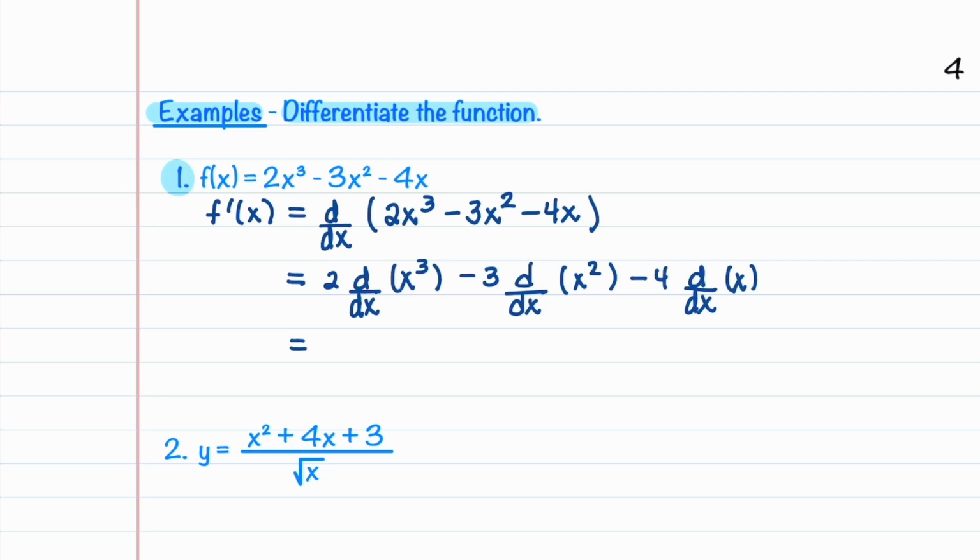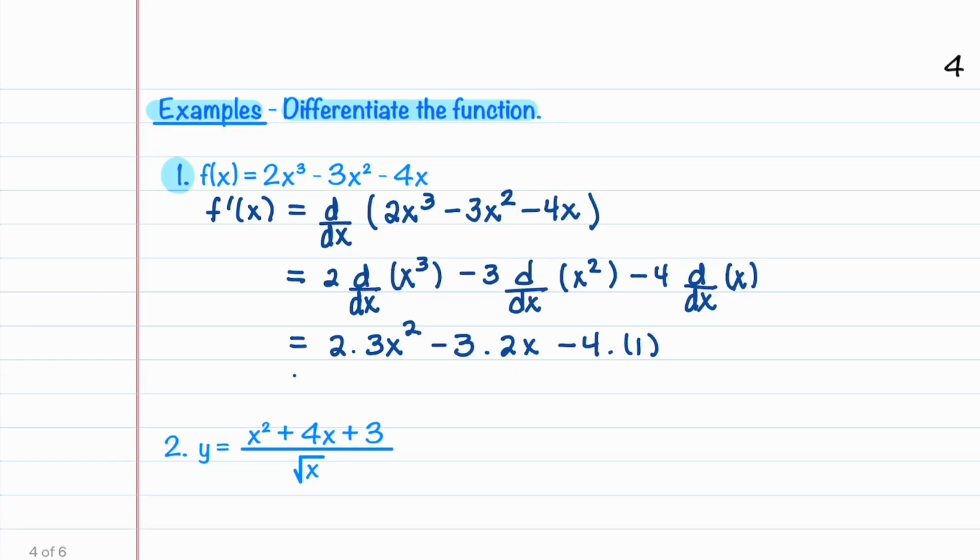Now we're going to take our derivatives. Our first piece has 2, and then the derivative of x cubed is 3x squared. You just subtract 1 from the exponent, minus 3 times the derivative of x squared, which is 2x, minus 4 times the derivative of x, which is just 1. We can now write our answer as 6x squared minus 6x minus 4. When you get used to doing this, you can probably just write that answer down without going through any of these in-between steps.